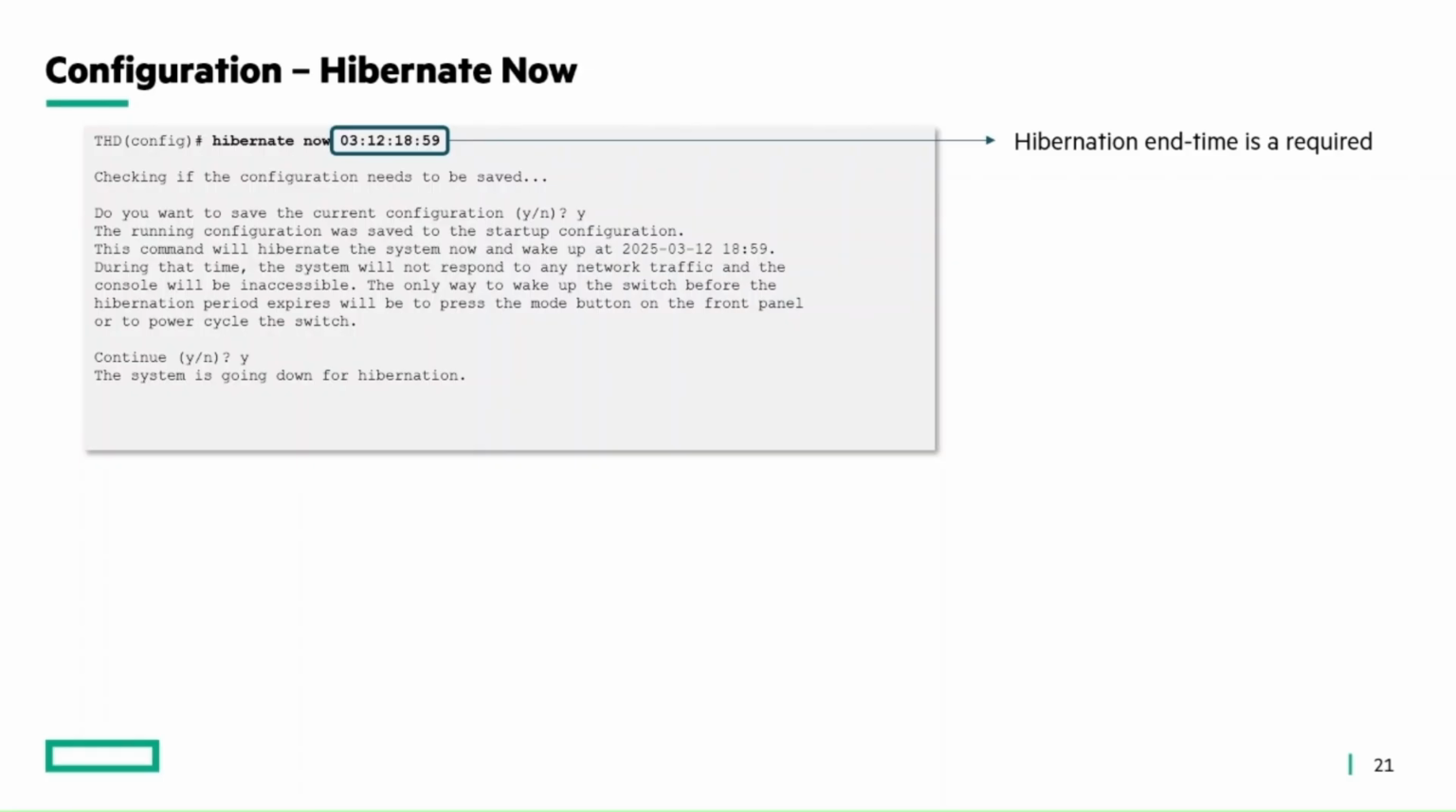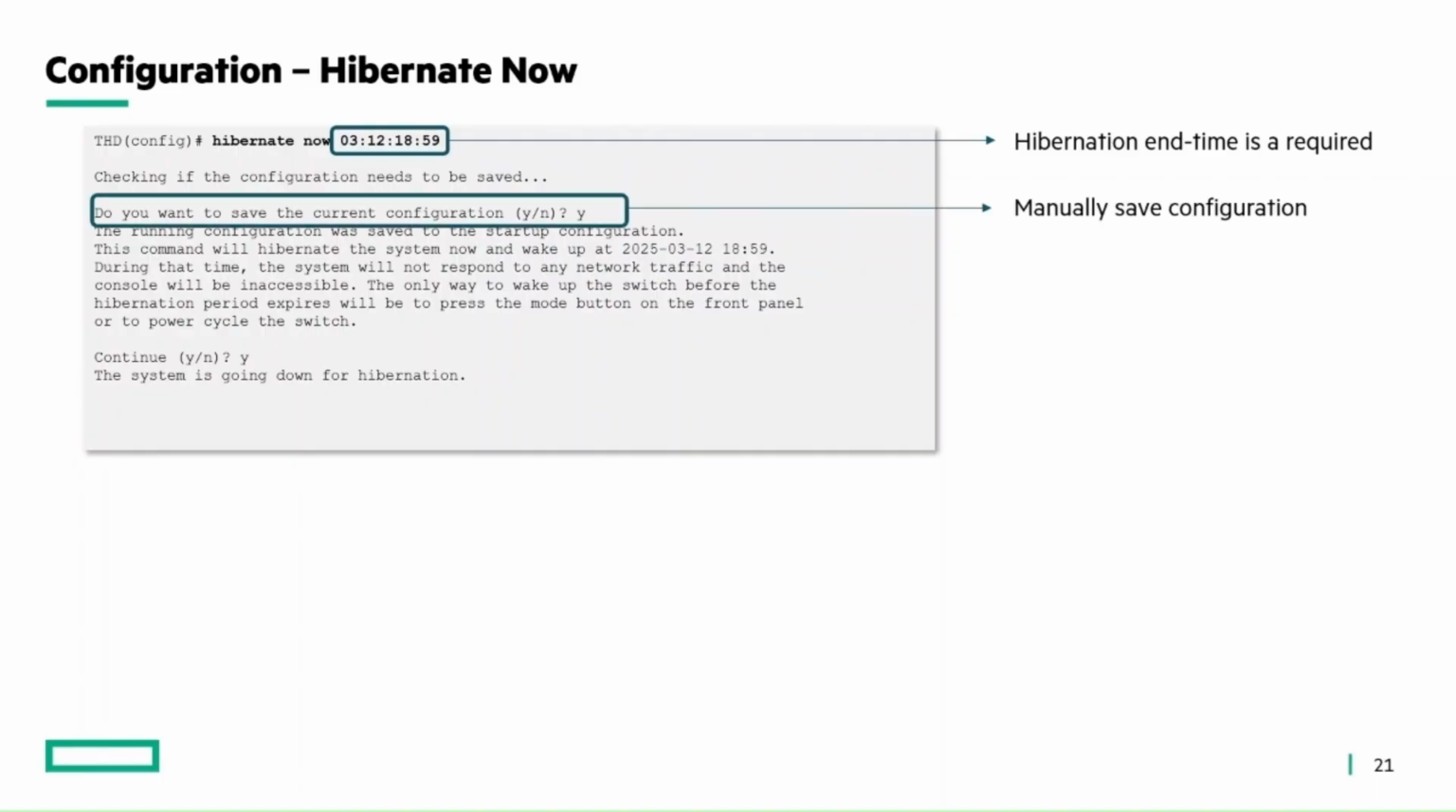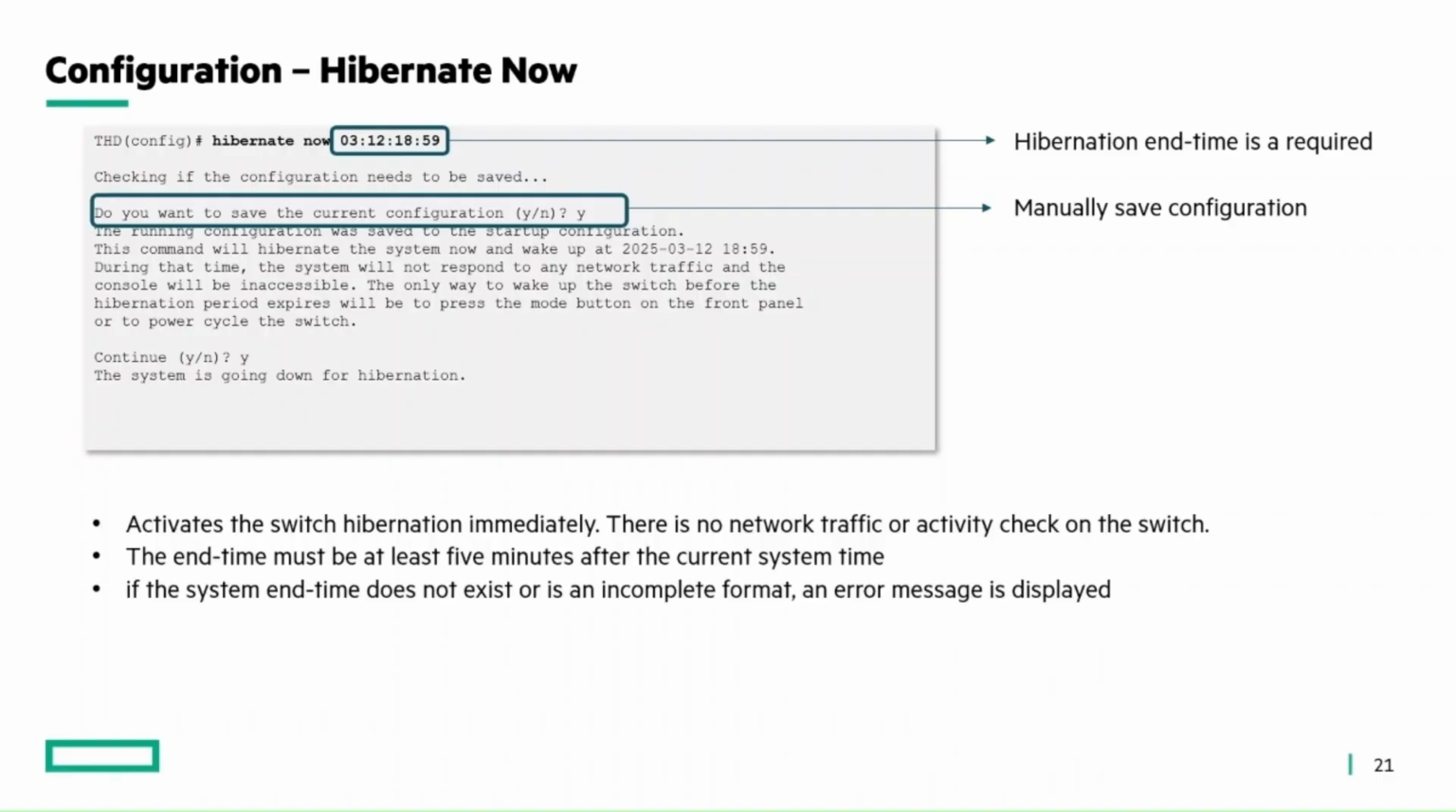Once you configure Hibernate Now with a valid end time, the system will ask you to save the configuration. You need to save the configuration, and as soon as you save the configuration, the switch will immediately go for the hibernation. Please make a note: in the Hibernate Now option, hibernation begins without checking for ongoing traffic or any activity.